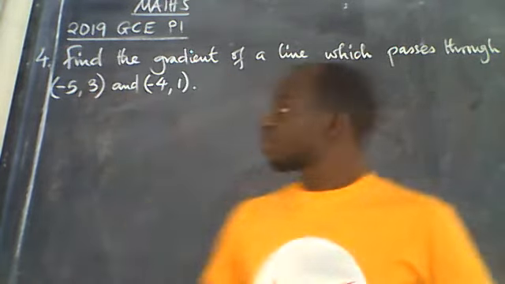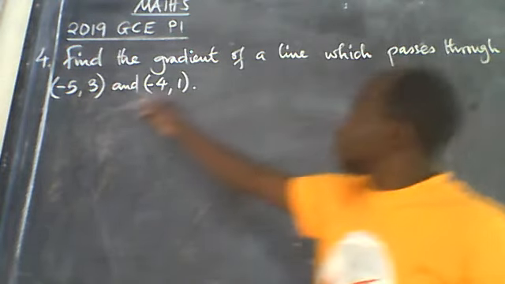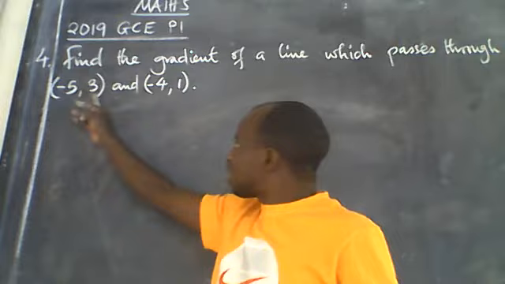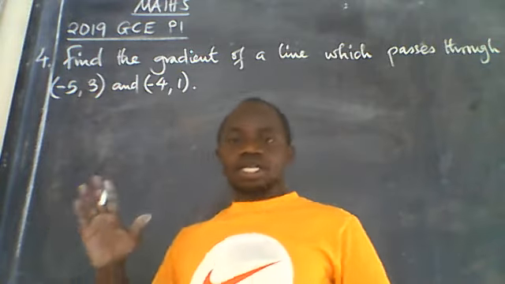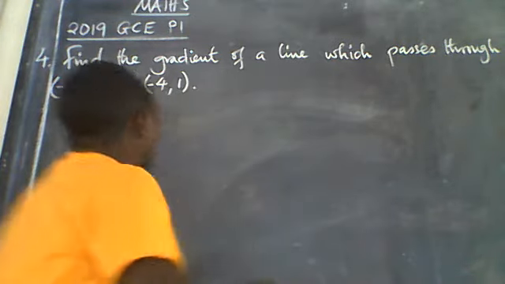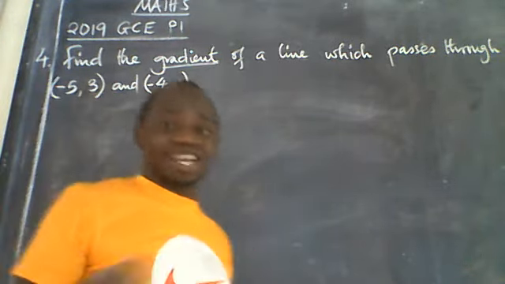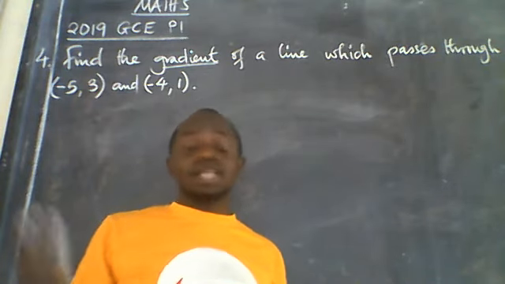Question number 4. Find the gradient of a line which passes through -5, 3 and -4, 1. This is coordinate geometry, okay? Coordinate geometry. So what we are asked for is the gradient given 2 points. What is just needed there is a formula.